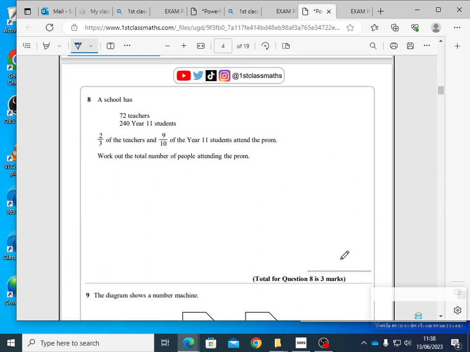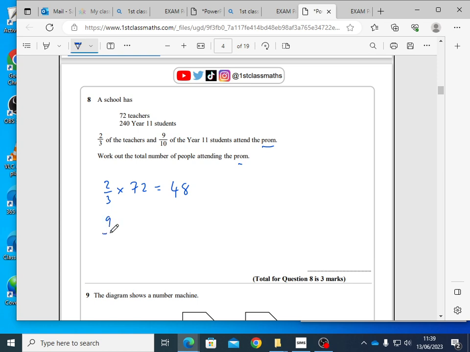Next one. A school has 72 teachers and 240 year 11 students. 2/3 of the teachers and 9/10 of the year 11 students attend a prom. Work out the total number attending the prom. So first of all, 2/3 of means times 72. Again, do that in your calculator, 2 over 3 multiplied by 72. So 48 attended the prom here.